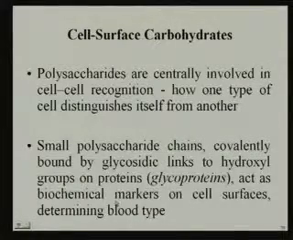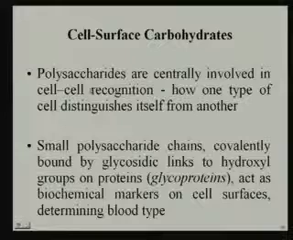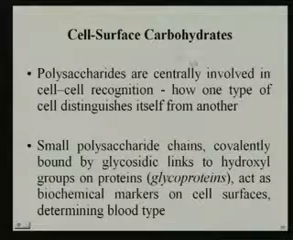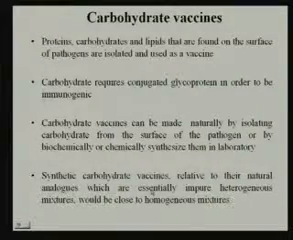Now, when we are talking about the different structure and function of carbohydrate, the polysaccharides are centrally involved in cell-cell recognition. How one type of cell is distinguished from another type of cell is also possible because of these carbohydrate moieties. Some polysaccharide chains covalently bound by glycosidic linkage to the hydroxyl group of the protein, which is called glycoprotein, act as biochemical markers on the cell surface and also determine the blood group.